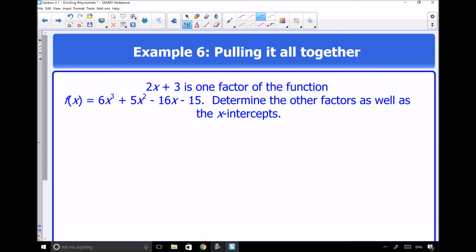Okay, thanks for hanging in there. We're going to pull it all together right here in this last example. So example number 6: 2x plus 3 is one factor of this function. Determine the other factors as well as the x-intercepts.